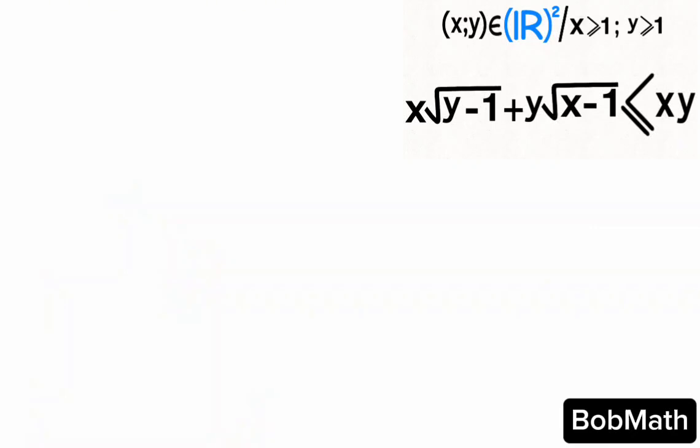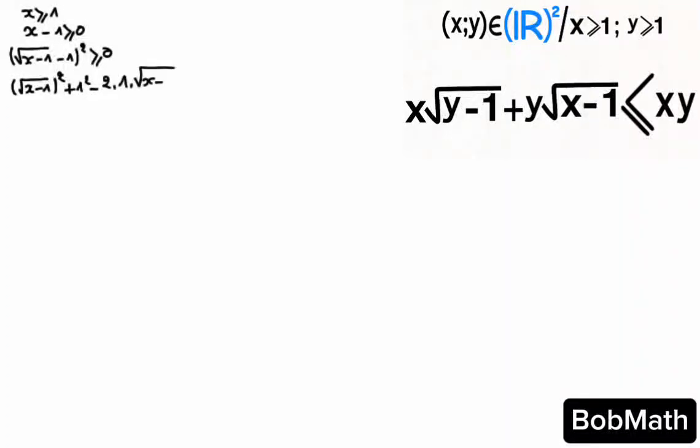Now we have x greater than or equal to 1, so x minus 1 is greater than or equal to 0. And we know that (square root of x minus 1 minus 1) all squared is greater than or equal to 0. So (square root of x minus 1) all squared plus 1 squared minus 2 times 1 times square root of x minus 1 is greater than or equal to 0. Therefore, x minus 1 plus 1 minus 2 square root of x minus 1 is greater than or equal to 0. Then x is greater than or equal to 2 square root of x minus 1.